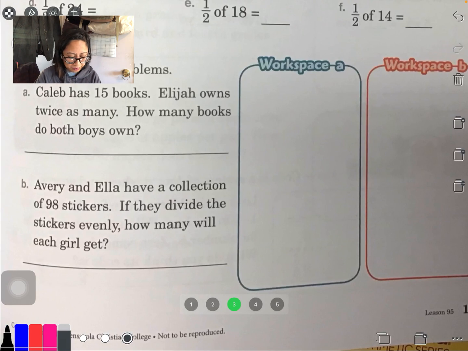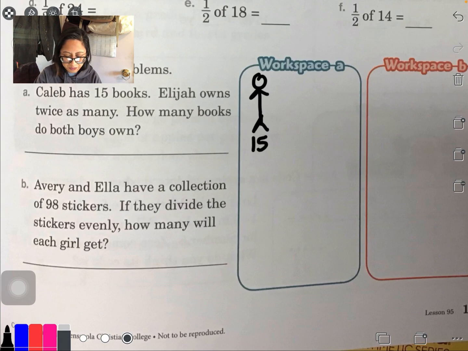I've got Caleb, and he's pretty tall. So I'm going to draw Caleb. And he has 15 books. Now, you can draw this too. You're probably wondering, do we have to draw this, Ms. Vera? You can if you want. But they gave me lots of space to draw anyway, so I'm going to do it. Now, Elijah, slightly taller, but not as tall as Caleb.